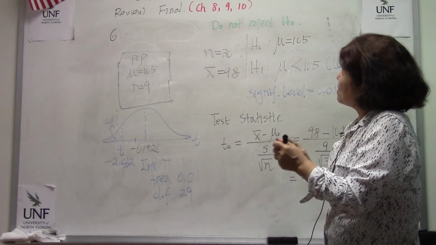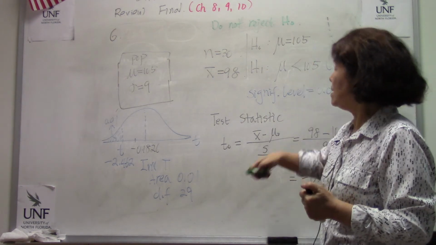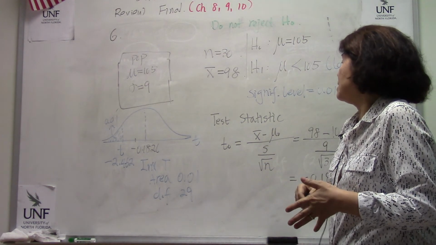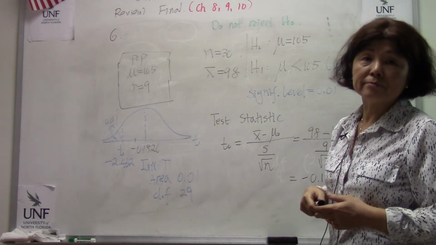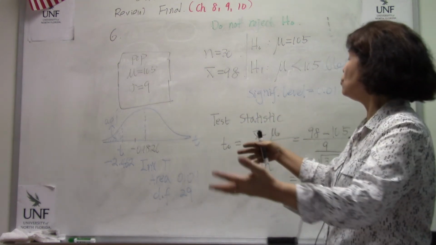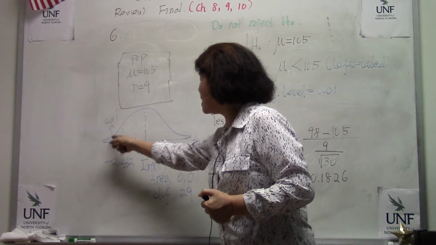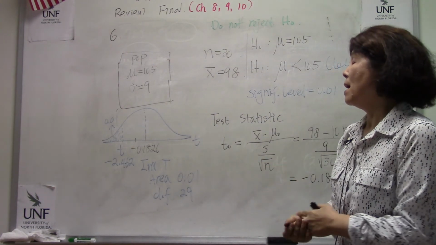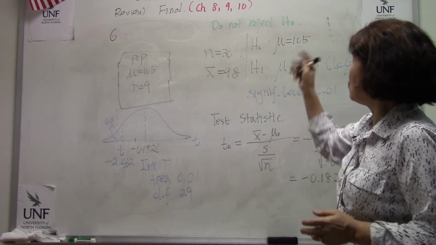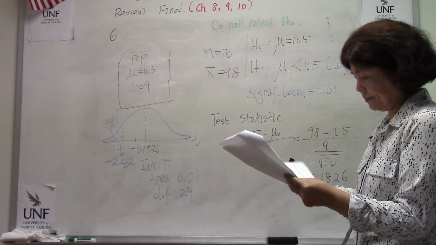Meaning, our sample shows us just lower than what they claimed in the past. But it is just one kind of variation, okay. It's not an unusual case. If it were an unusual case, in other words, if it fell in this area, that would be equivalent to saying that it is unusual. But it's not the case, so that's why we do not reject H naught. Okay.